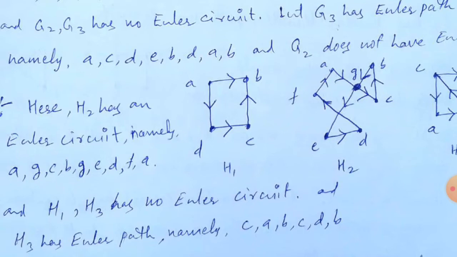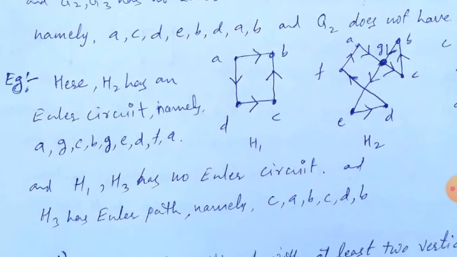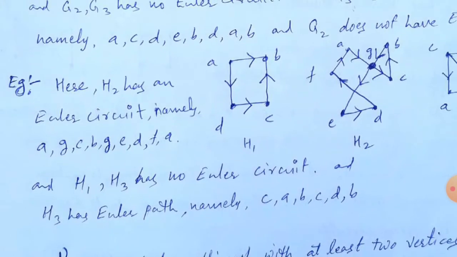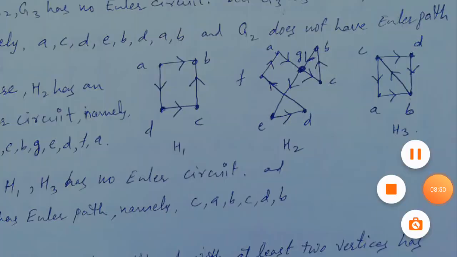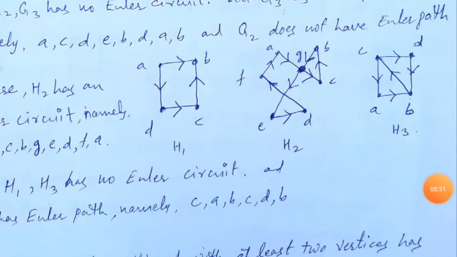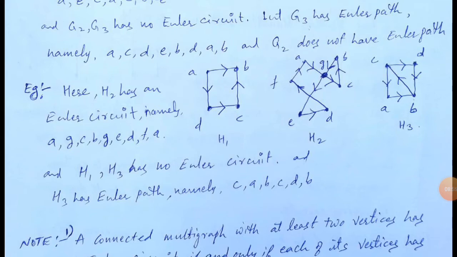For example, A you can take A to B, there is an edge, but B to C there is no edge. C to B is there. So arrow mark observe there. Okay, so it has no Euler circuit. And similarly H3, if you start with C or D, anywhere you can start. For example, A to B is there, B to C is there, C to D is there, D to B is there. Again here we are stopped at B. Where do you have to go? B to A, there is no edge. B to C is there, but if you go like this, then it can be repeated. So that's why it is not possible. So H3 has no Euler circuit.